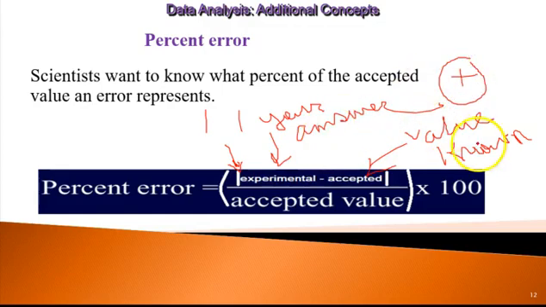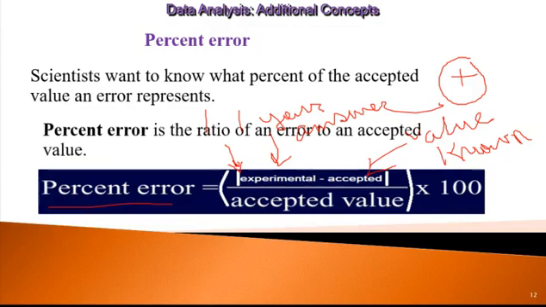So it honestly doesn't matter whether the known value or your answer is the larger number when you do the subtraction, because it's an absolute value. So it's your answer minus the known value, divided by the known value, times 100, because the accepted value is used twice in the percent error problem. So the percent error is the ratio of an error to its accepted value.